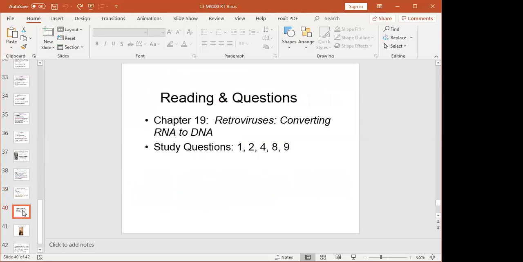Slide number 40 shows the required reading for this lecture. All of it comes from chapter 19, retroviruses, converting RNA to DNA.